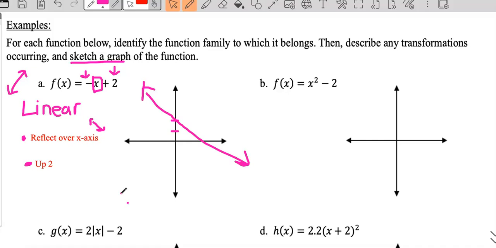Okay, so what I want you guys to do is press pause and try the rest on your own. Again, if you're stuck and all you can do is name the function family, that's great. If you can name the transformations, that's great. And then the hard part is obviously taking it to sketching a graph without a calculator. Okay, so go ahead, try those, and then in the next video we will go over the answers.